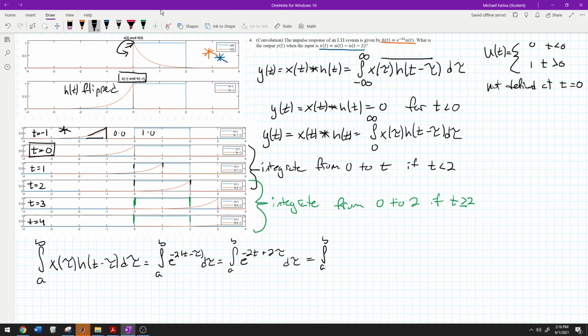which is equal to e to the negative 2t times e to the 2 tau d tau. And we're integrating with respect to tau, so we treat t as a constant, and we can pull that out front. So we get e to the negative 2t times the integral from a to b of e to the 2 tau d tau, and that's a pretty simple integral. We get 1 over 2 e to the negative 2t times e to the 2 tau evaluated at a and b.